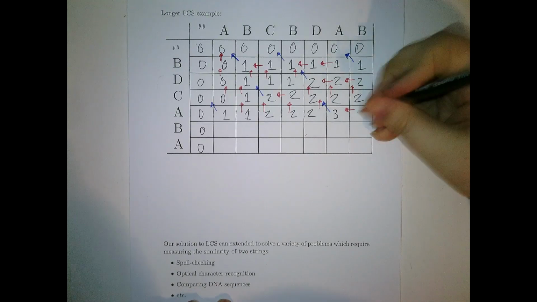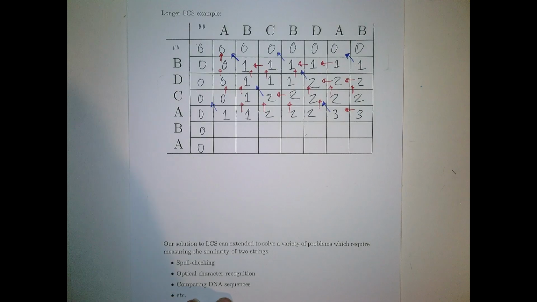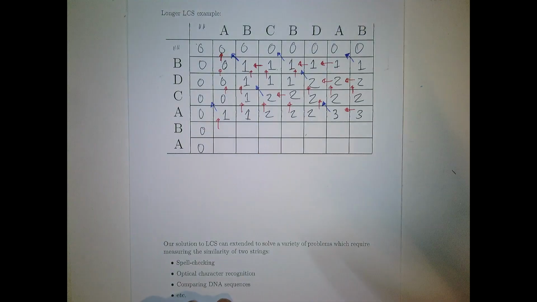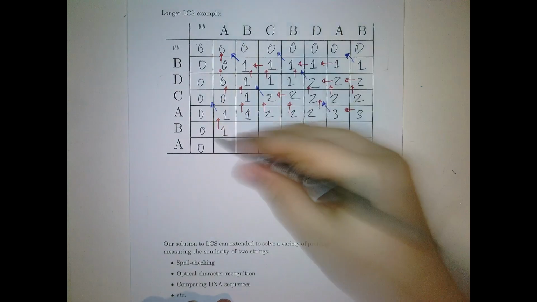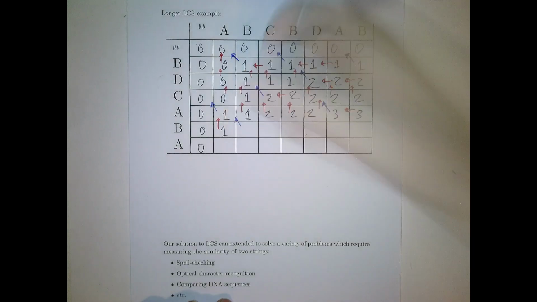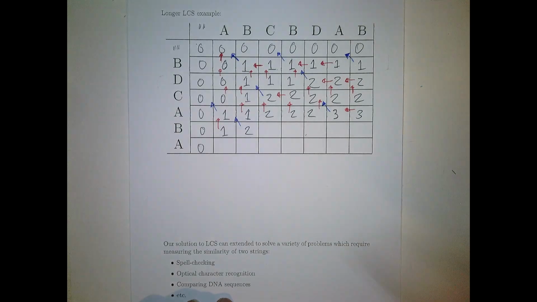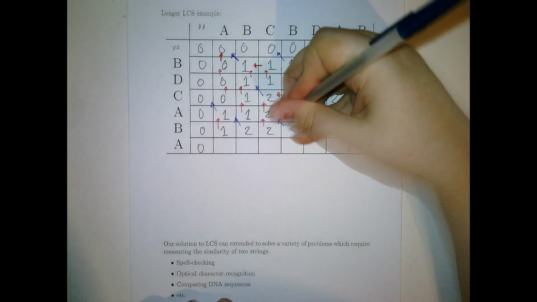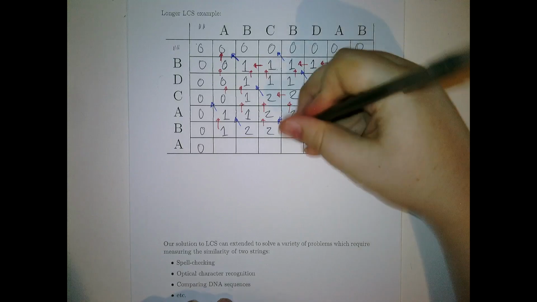Okay. Almost there. We have B versus A, not a match, take the max, which will be up. We have B versus B, which is a match, so take the diagonal, add 1. B versus C, not a match, take the max. Tied, so I'll take the top one. B versus B is a match, so actually we will take diagonal, and add 1, which will give us 3.